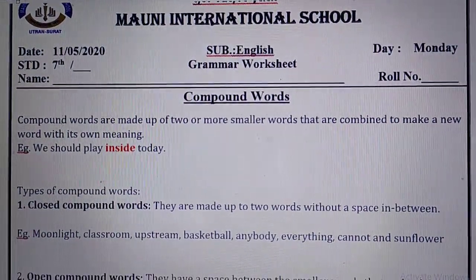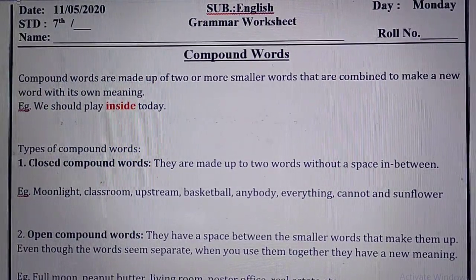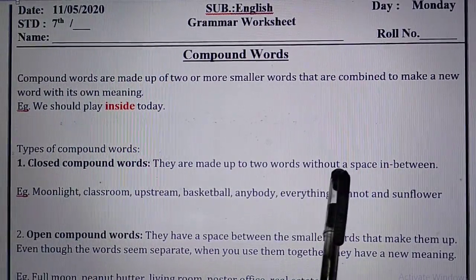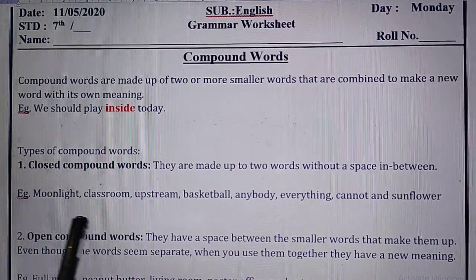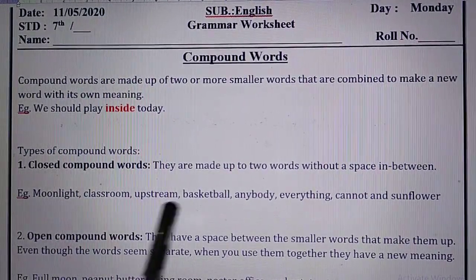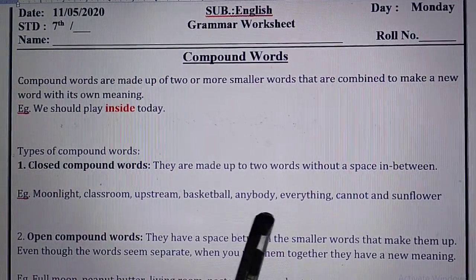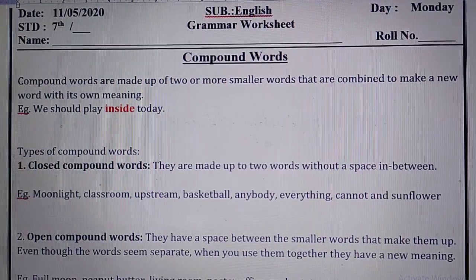Now there are different types of compound words. The first one is closed compound words. They are made up of two words without a space in between. So these are made up of two words and they do not have any space in between. You can see examples: moonlight, classroom, upstream, basketball, anybody, everything, cannot and sunflower. These are the examples. Okay.